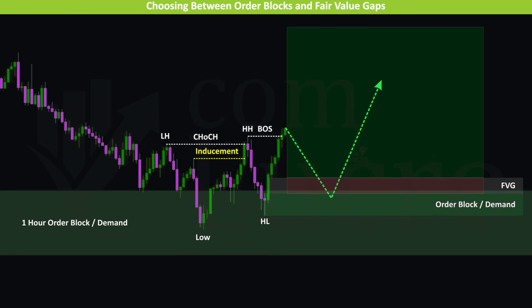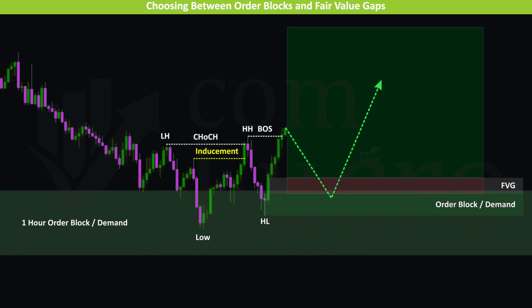When entering from the fair value gap, it's important to consider a key point. You could place your entry at the highest point of the fair value gap and set your stop loss just below the fair value gap area. While this strategy can be effective at times, it's important to note that your stop loss will be very tight.